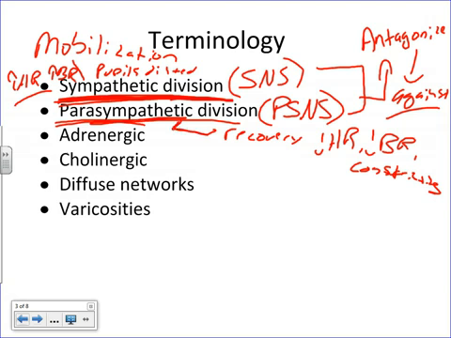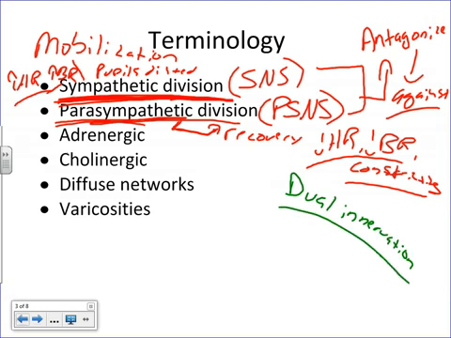Now this is something to pay attention to, and I mentioned this as well. Notice that both of these divisions, even though their effects are opposite of one another, take place within very similar organs. This is a concept which I forgot to type on here. This is a concept that we call dual innervation.